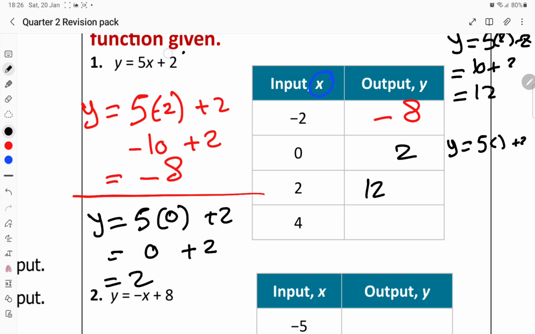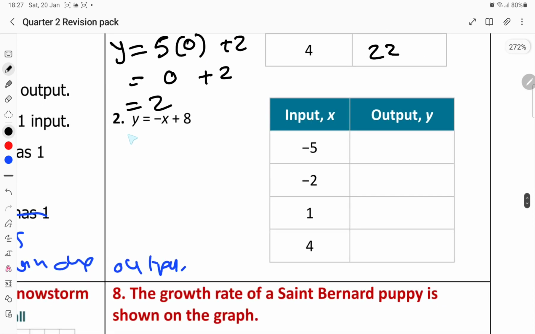Y equals 5x plus 2. I'm working with this function. 5 times, what is the x now? 4. So 5 times 4 is 20. 20 plus 2 is 22. Very good.